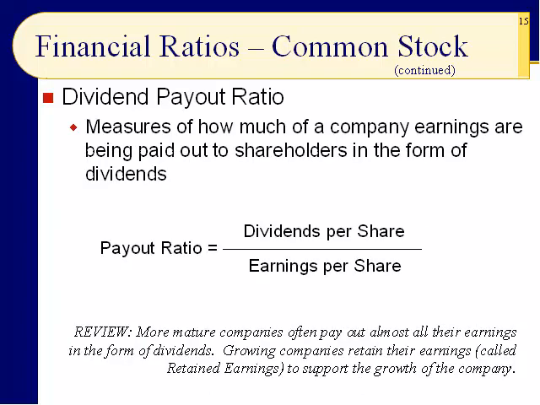Slide number 15, the dividend payout ratio. Again, we did this in chapter 5. We take our dividends per share and divide it by the earnings per share. And that tells us how much is being paid out to shareholders in the form of dividends, how much of the company's earnings. More mature companies often pay out almost all of their earnings in the form of dividends. Why? Because they don't need the retained earnings. They don't need to grow the business.